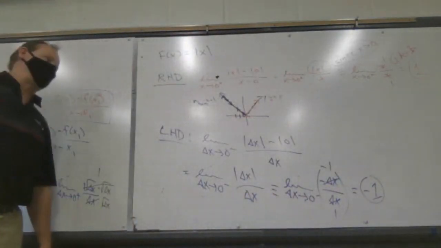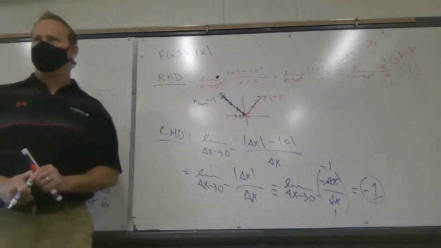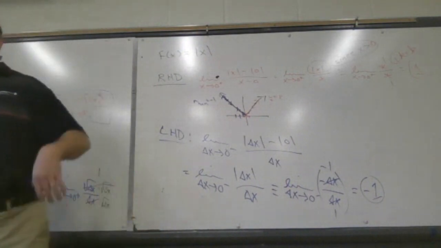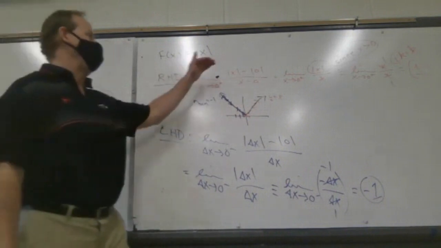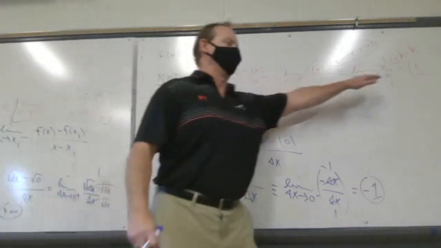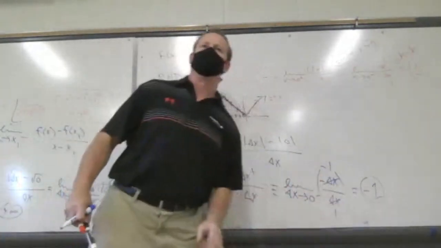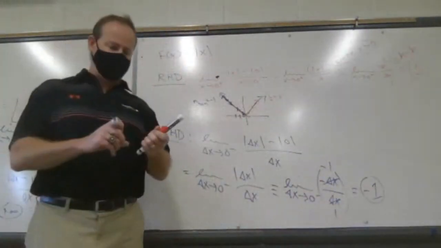Okay. So this comes back to Isaac's point. Well, don't they have to be equal? But yeah, so like over here, the left one didn't exist, so we don't even need to get that far. But here, the right-handed derivative at 0 exists, and it equals 1. The left-handed derivative at 0 exists, and it equals -1. However, they're not equal.